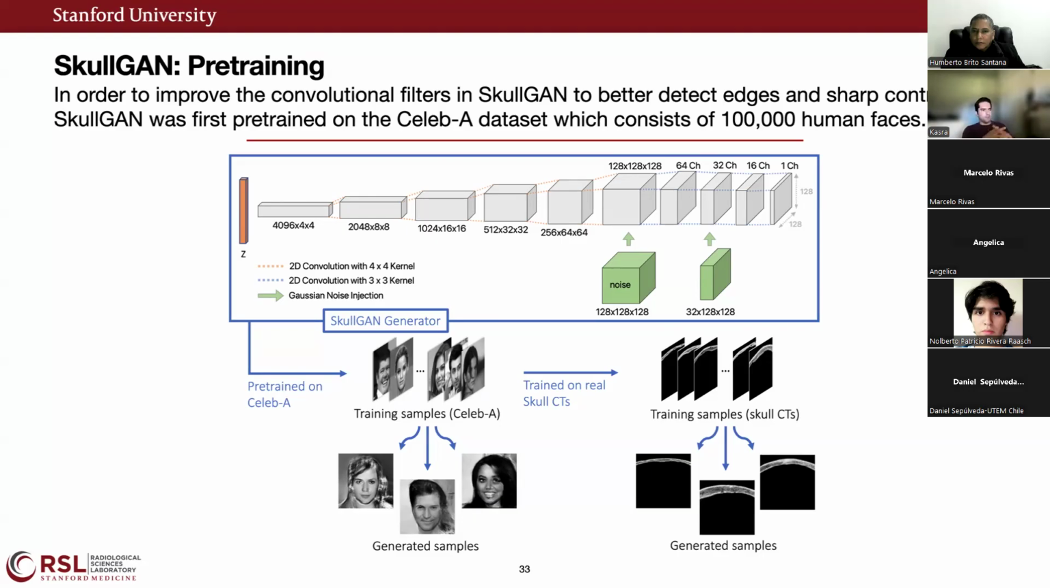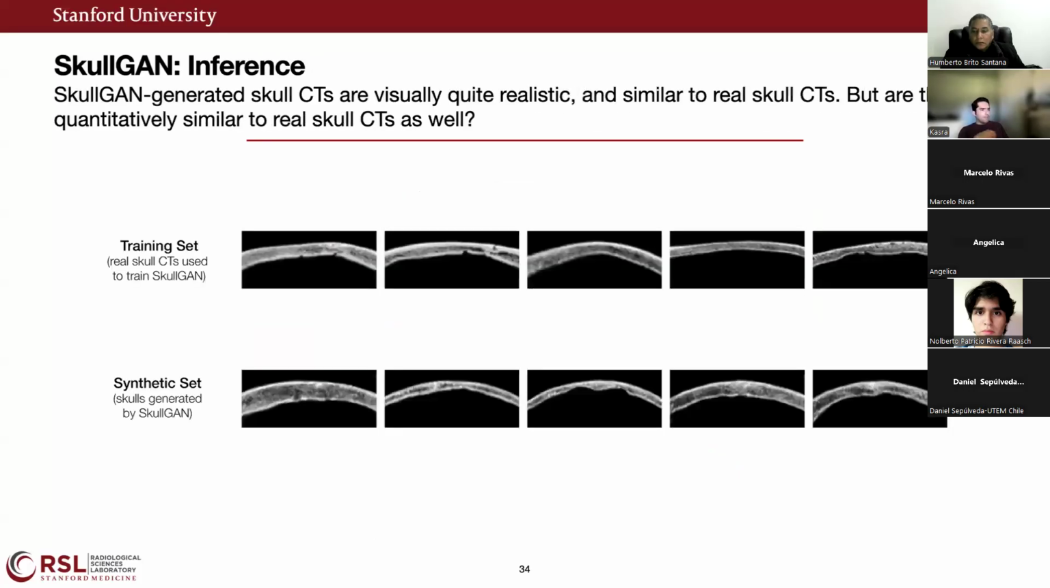We initially pre-trained on the CelebA data set. You can see some of the generated samples in the lower left that we were able to generate of the celebrities. They are not perfect, but we were not aiming for perfect celebrity face generation. We just wanted to have the weights good enough. And then we continued training on the real skull CTs, and you can see some of the samples that SkullGAN generates. Here I'm displaying some real skull CTs in the top row, that's the training set, and the synthetic set that SkullGAN was generating at the bottom.